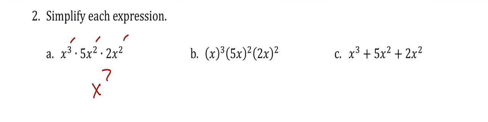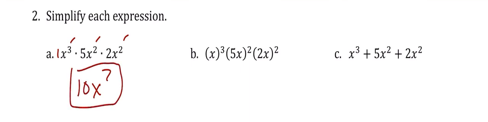Now what do we do with the 5 and the 2, and even the 1 that's here that we don't see? Well, we're going to multiply those and get 1 times 5 times 2, or 10. And so we're going to say 10x to the 7th. Same idea for part B, except here we've got one extra step.